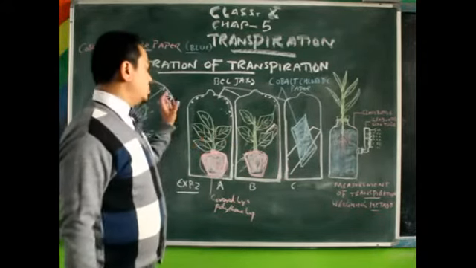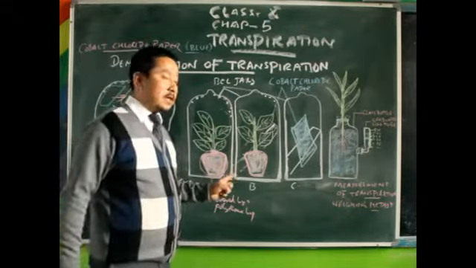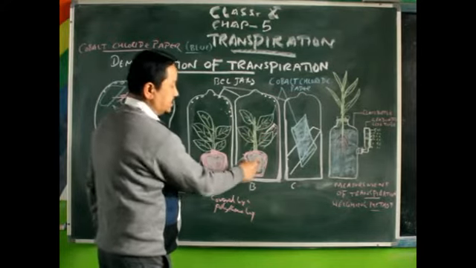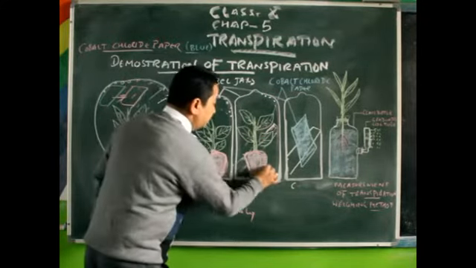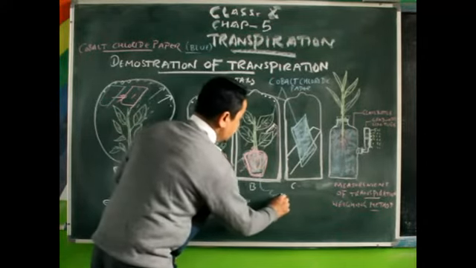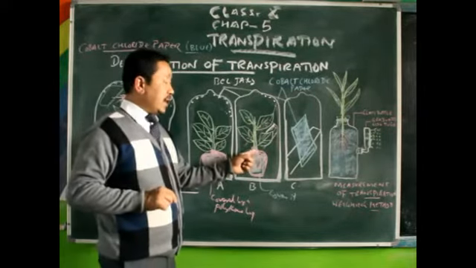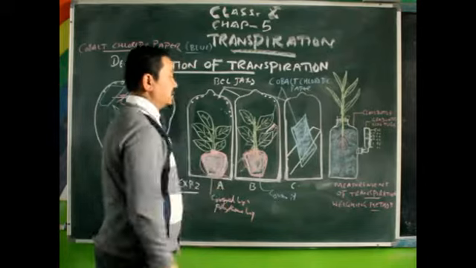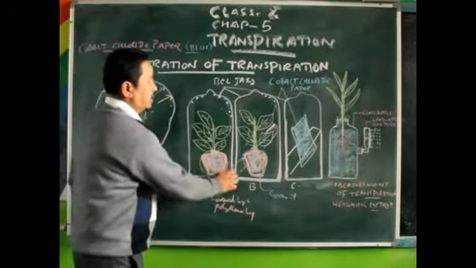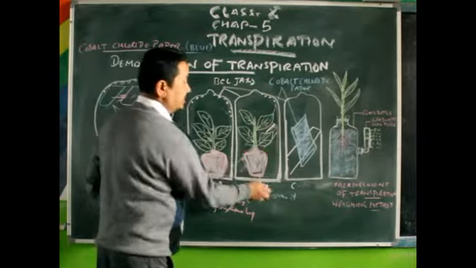In setup B also, the plant is kept in the same way, the same kind of plant having broad leaves, and this pot is also covered by the polythene bag as shown here. Nicely, the mouth of the polythene bag has been tied at the base of this plant. Alright, then cover it again with a bell jar. See, in the same way, this is also covered by the bell jar.